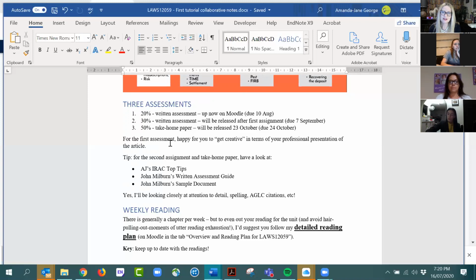The 30% I won't release until after the first assignment has been due. I normally do that just because otherwise I find students get a bit stressed. So I tend to just drip feed you to keep the stress under control. But that'll be a more traditional 30% written assessment, just an ordinary problem-based assessment.